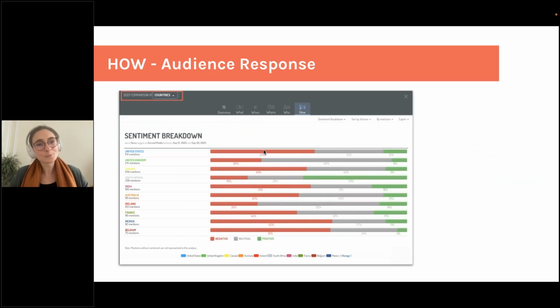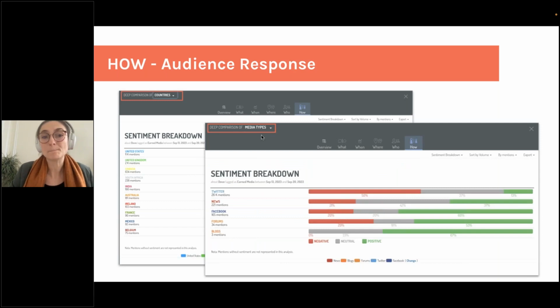You can go deeper. It's very interesting to use the compare. So this graph is coming from compare. And you can have a comparison by countries to see if the reputation of your brand has been equally impacted in all the different countries. You can have also a comparison by media type. And this will help you adapt your response to every market, to each platform.